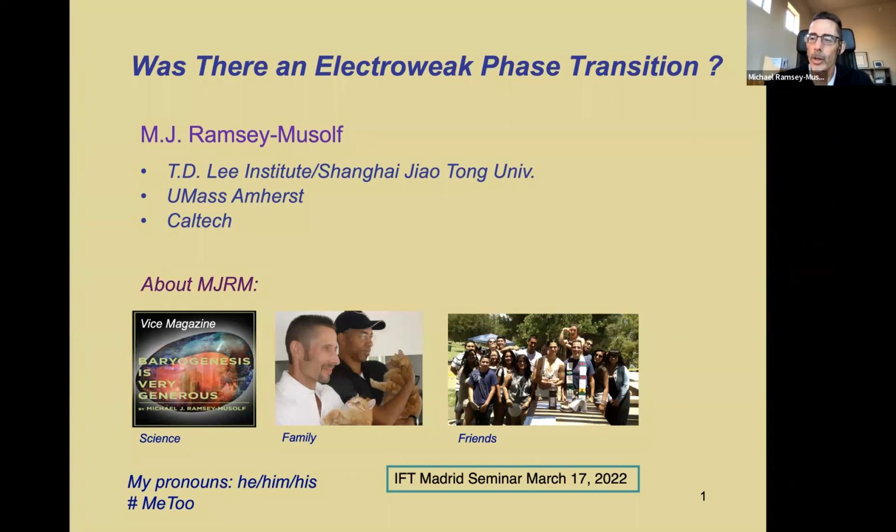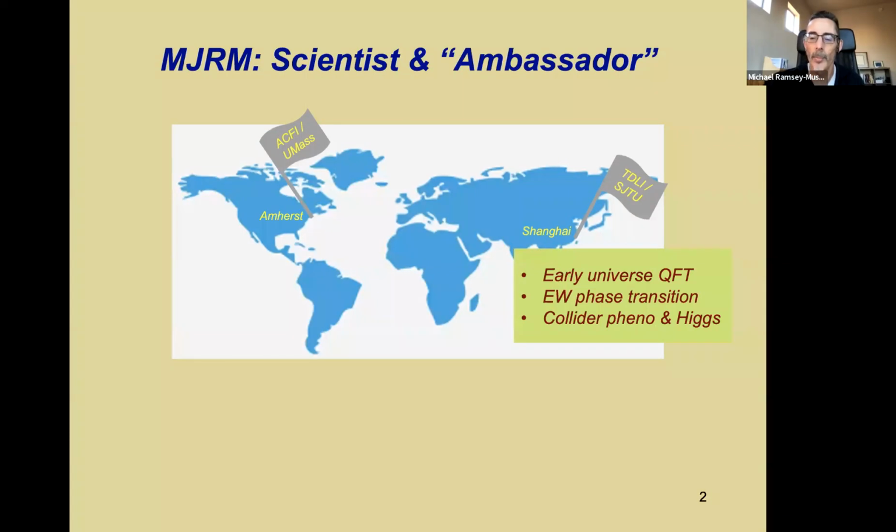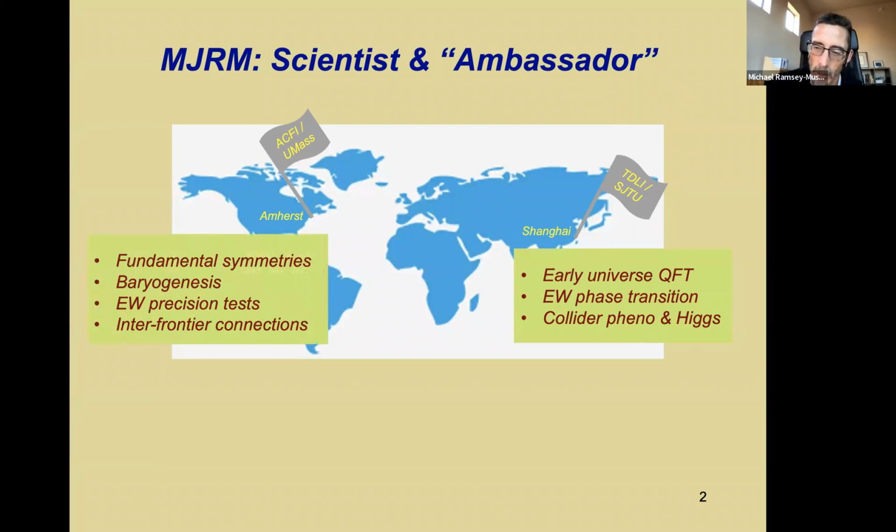So before I go into the science, because I have all of these institutional affiliations listed, I thought I would take a few minutes just to explain a little bit of that background for people who don't know the story here. My two primary affiliations are at UMass Amherst, in Massachusetts, and the new T.D. Lee Institute at Shanghai Jiao Tong University in Shanghai. And in terms of the science, the focus in these two places is rather distinct. What I'll be talking about today is largely coming out of the Shanghai program, early universe QFT and the phase transition. In Amherst, the focus of the work in my group there is more on low energy fundamental symmetry tests and baryogenesis and electroweak precision.